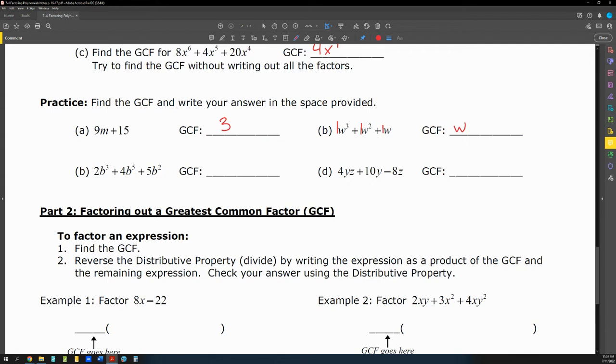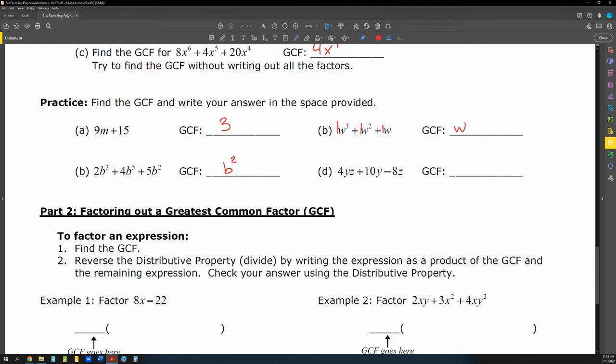For the next one, we have 2b cubed plus 4b to the 5th plus 5b squared. The numbers with numbers, so greatest common factor of 2, 4, and 5. Well, the greatest common factor of 2, 4, and 5 is 1. These numbers are considered to be relatively prime. So let's look at the variables. B cubed, b to the fifth, and b squared. What do all of these have in common? They have two b's in common, so b squared.